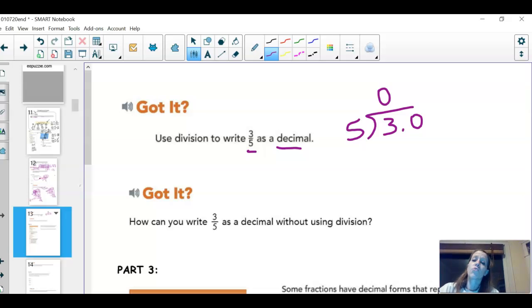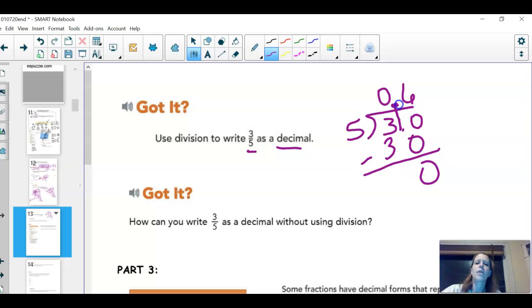5 times what number is really close to 30 without going over? That's going to be 6. 6 times 5 is 30. Subtract, and I bring up my decimal.